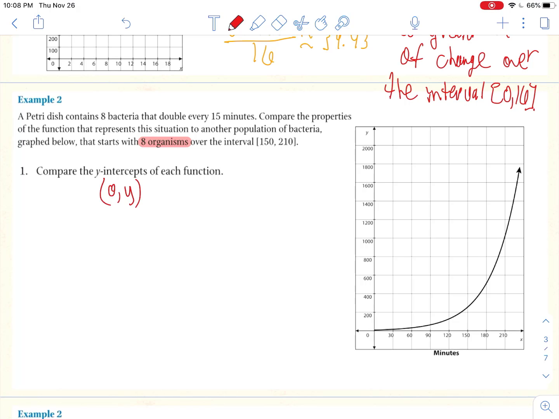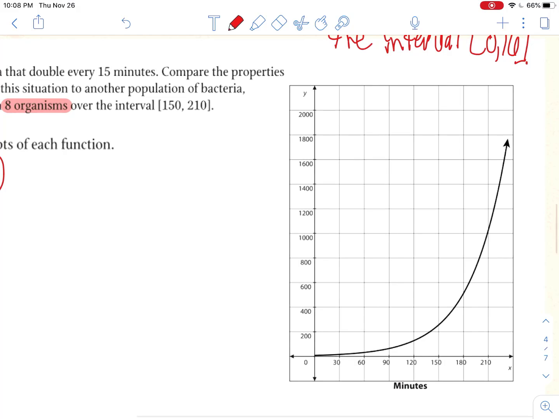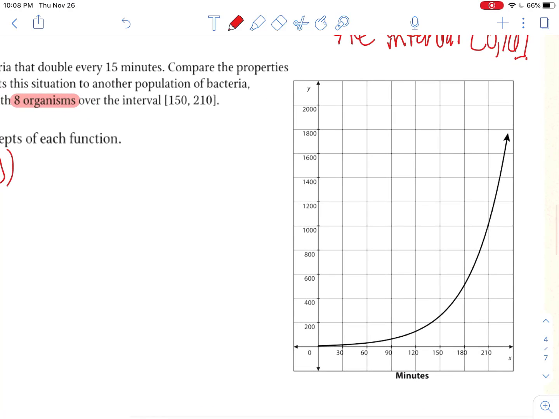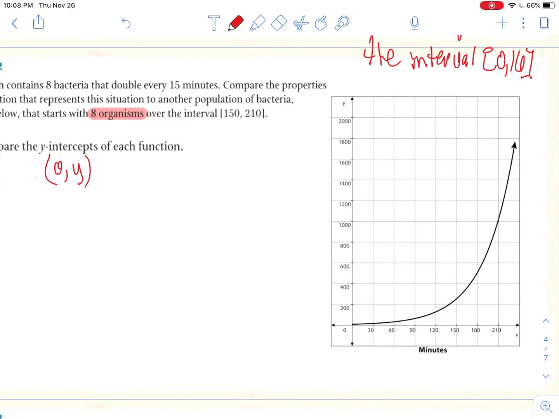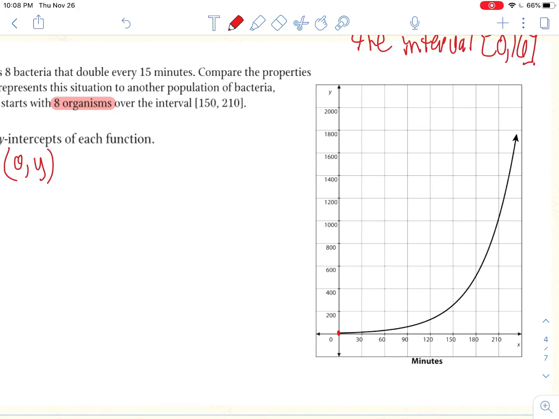Keep in mind, your y-intercept is always 0, y. If we look at our graph first, we're going to look to see where my function hits my y-axis. And it looks like it's at 0, 0, but what we highlighted at the end is that it informed us that it actually starts with 8 organisms. So our y-intercept for our graph is 0, 8. So after 0 minutes, we're starting with 8 organisms.